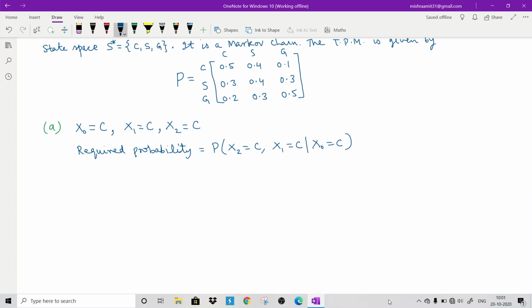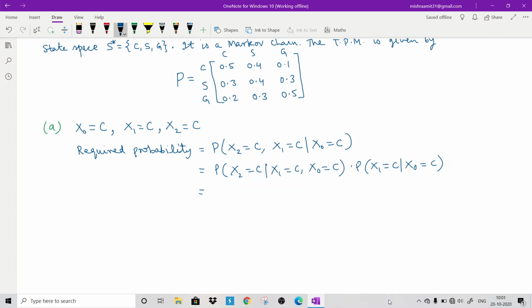Okay. So how to find it out? It is very simple. You have to condition: x2 is equal to c, given that x1 is equal to c, and x0 is equal to c, multiplied by x1 is equal to c, given that x0 is equal to c. So this is straightforward, nothing very important.